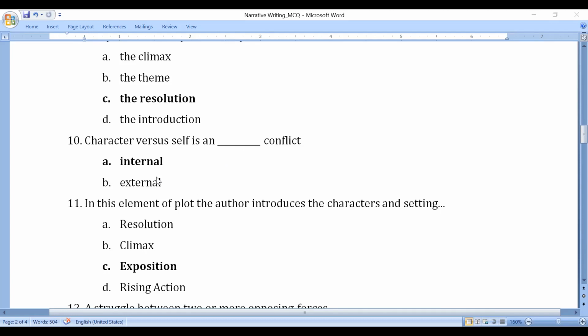Character versus self is an internal conflict. If I am a character and I'm talking to myself, it's an internal conflict.